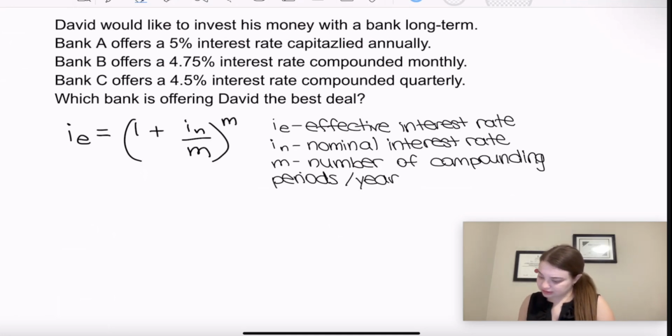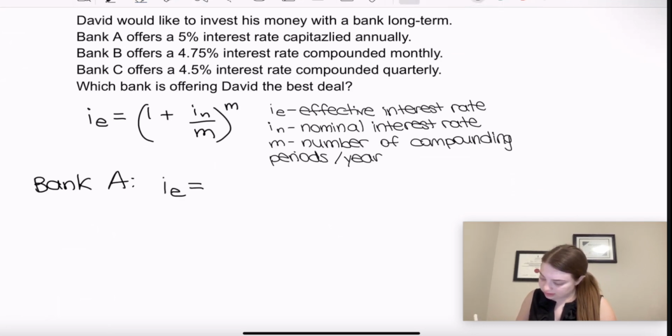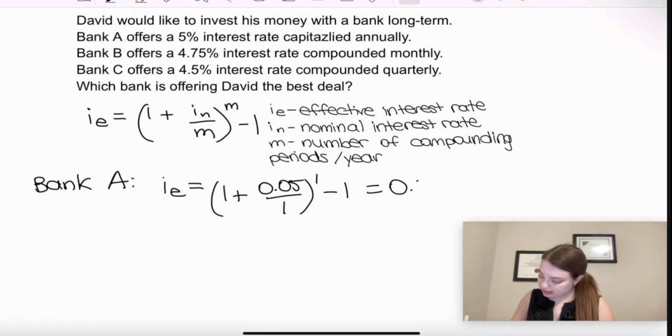Okay, so let's start with Bank A. What is Bank A's effective interest rate? Well, Bank A's effective interest rate is actually going to be the same as the nominal interest rate because it is capitalized annually. But just to show that, for Bank A, if we were to plug in the values here, and sorry, this should have a -1. 1 plus the nominal interest rate, which is 5%, over the number of compounding periods, which is 1, to the power of the number of compounding periods per year, which is 1, -1. This is just going to get us 5%. So we get the same exact thing back, which will always be the case when we're capitalizing annually.